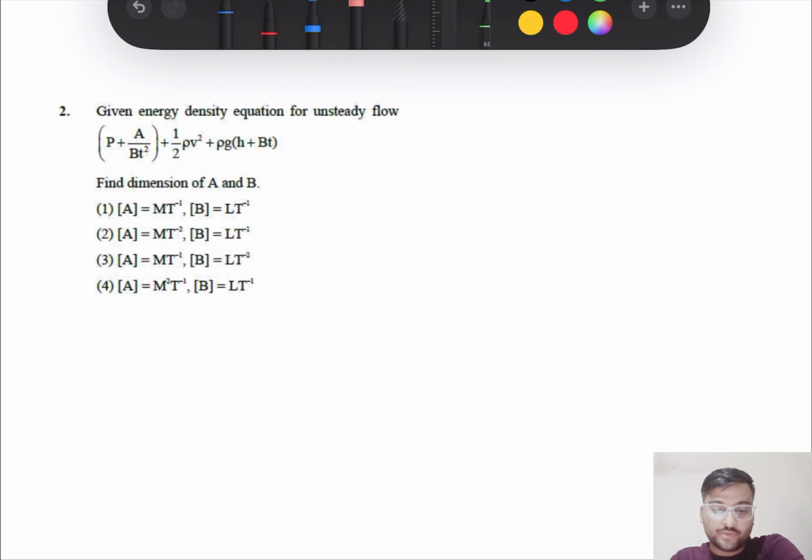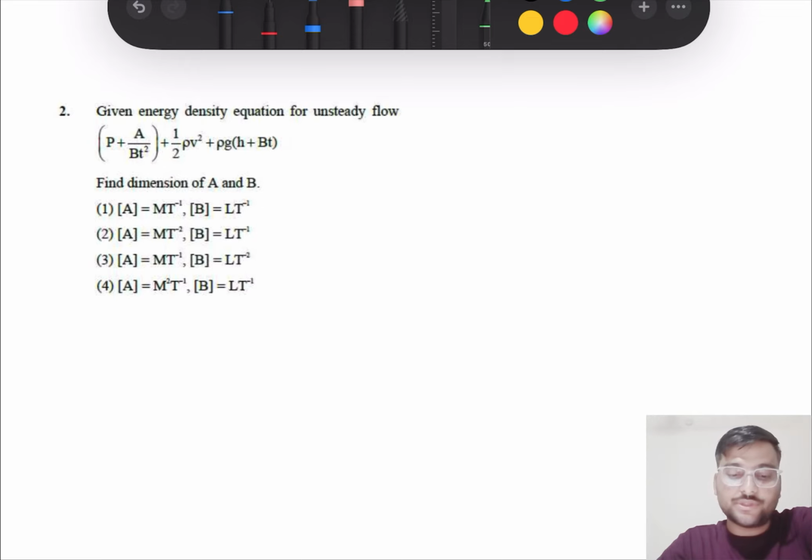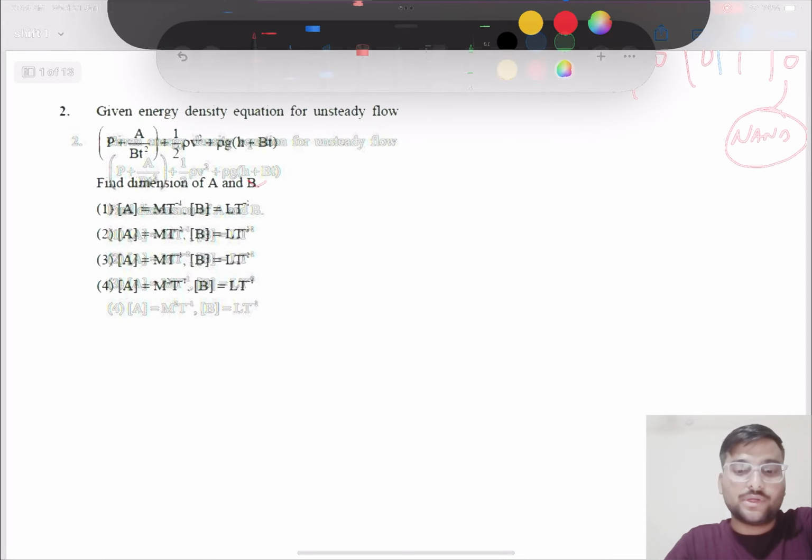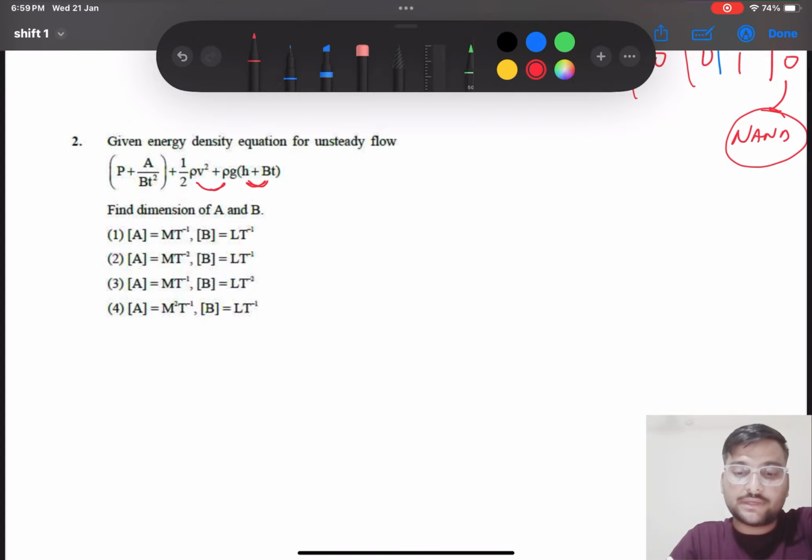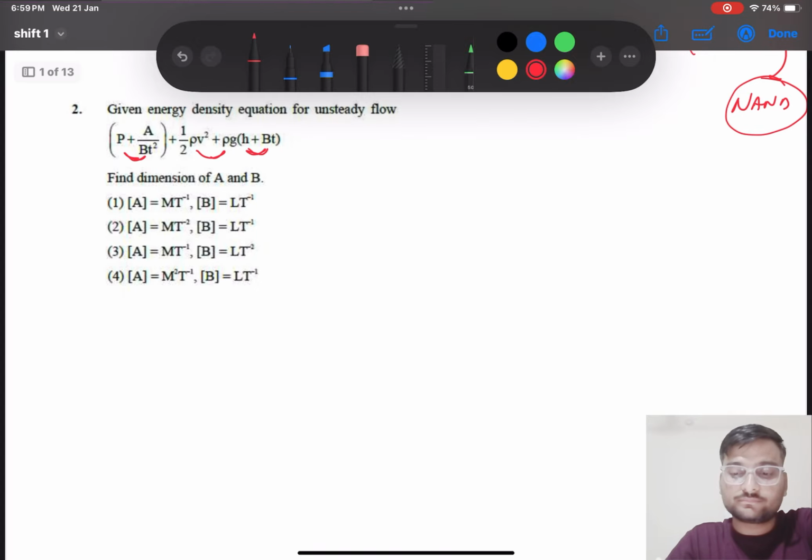Now when we go towards the second question, they say to find the dimension formula of the given quantities. So we are solving this problem. This question is solved with the principle of homogeneity of equations. We know that if anything is in addition or subtraction, they both have the same dimension formula. So according to this, the dimension of h is equal to the dimension of b into t.